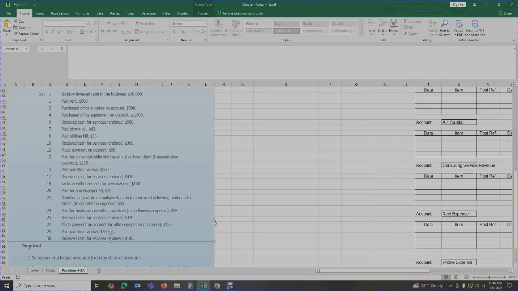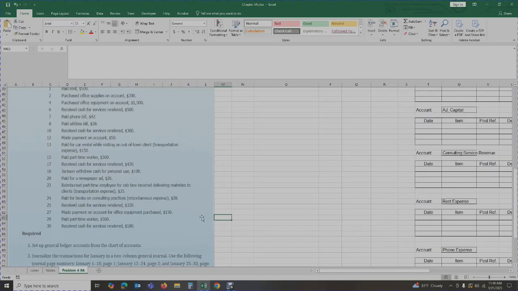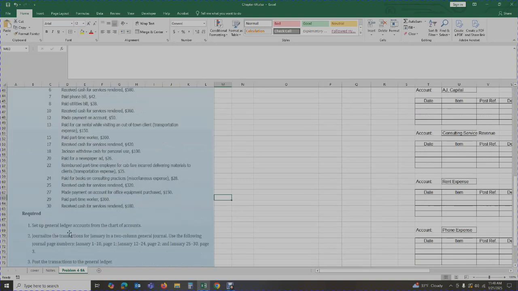I'm not going to go over, like I stated, all of the transactions. I've selected the first transactions, maybe the first 7 transactions. 6 transactions to look at. That should be more than enough for you to get an understanding of what needs to happen, okay? So they're asking us to set up the general ledger accounts, which I've done. I'll show you in a bit.